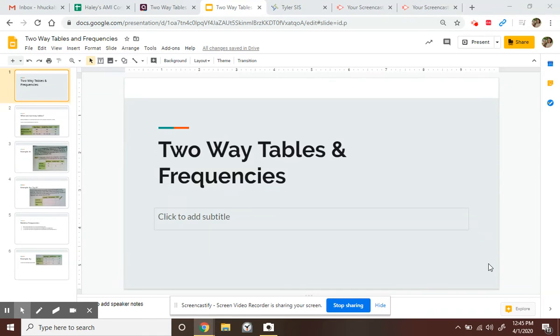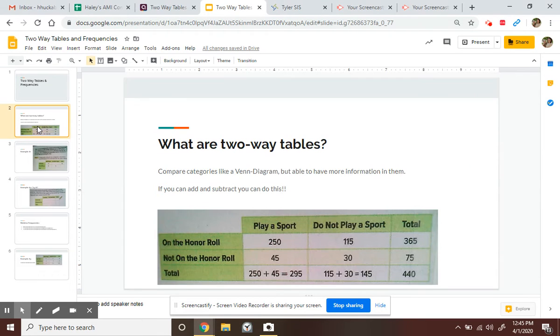All right, today we're going to talk about two-way tables and frequencies. So what is a two-way table? Well, two-way tables compare categories like a Venn diagram, but they're able to have more information on them. If you can add, subtract, you can do these. An example is down here on the bottom.